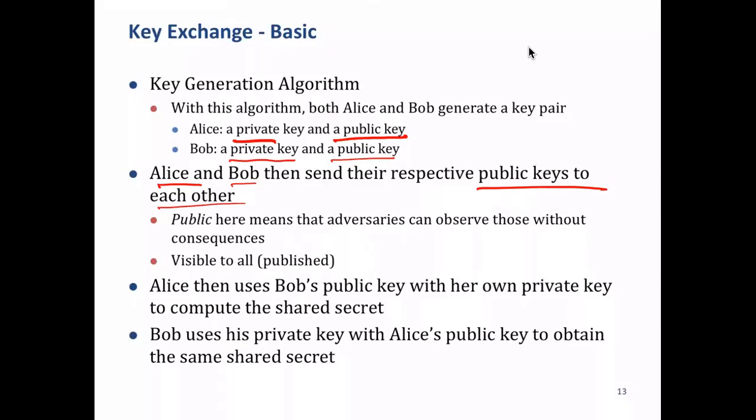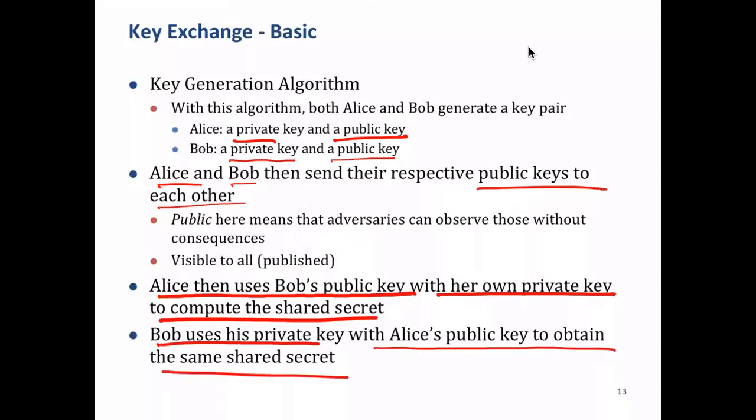All right, now Bob has received Alice's public key and Alice has received Bob's public key. Then Alice uses Bob's public key with her own private key to compute the shared secret. And similarly, Bob uses his private key with Alice's public key to get the same shared secret. How is it possible?